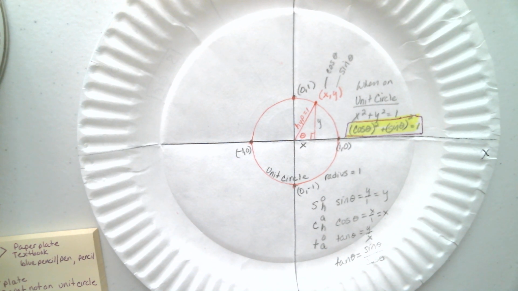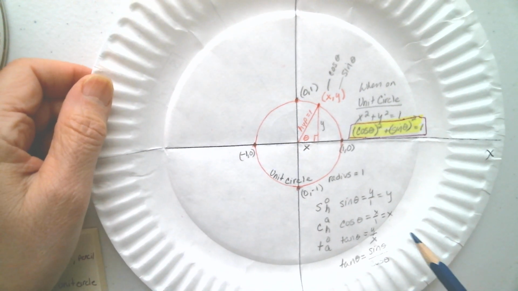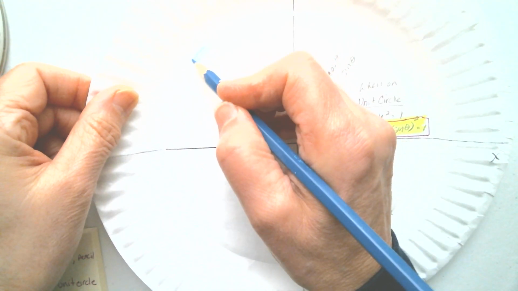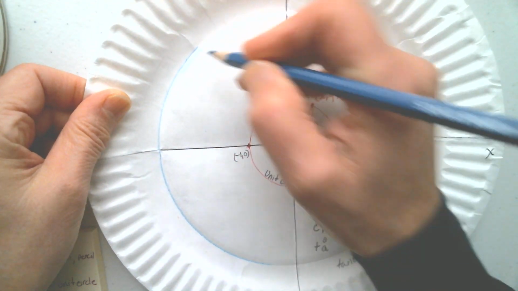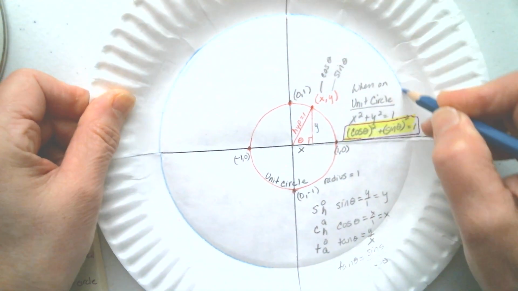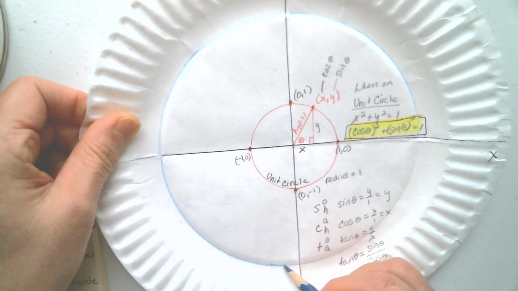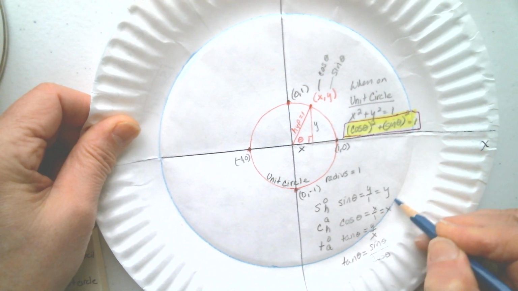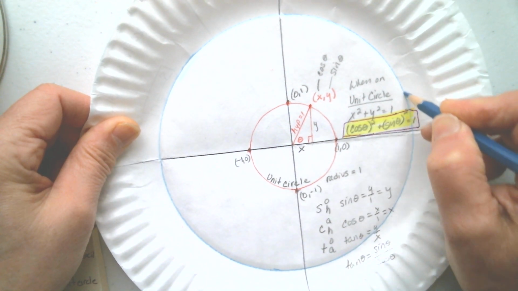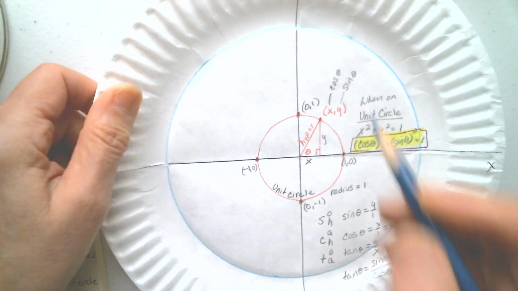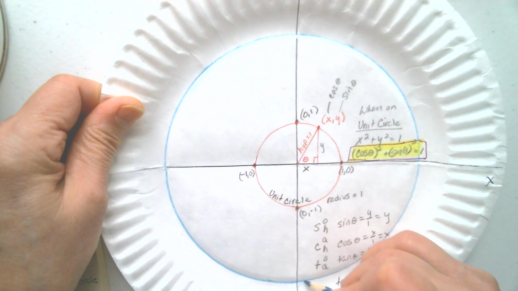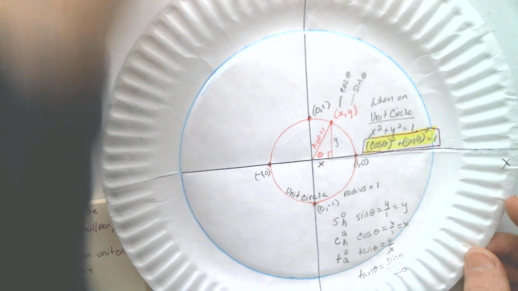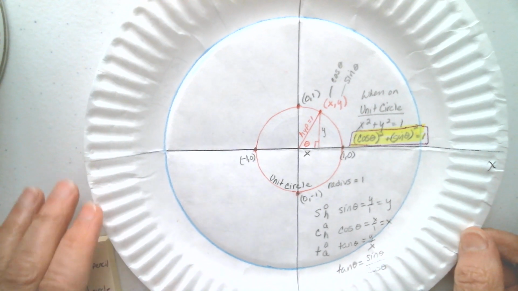But today's lesson, we're looking at a point not on the unit circle. So what you want to do is you want to take this embossed circle and kind of trace it using your blue pencil or blue pen if you don't have a blue pencil. And again, if you need to, you can always pause the video. So here's a circle which is not the unit circle.